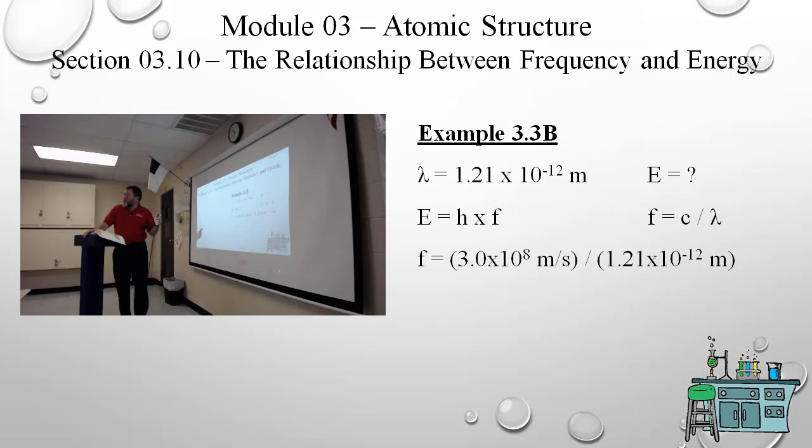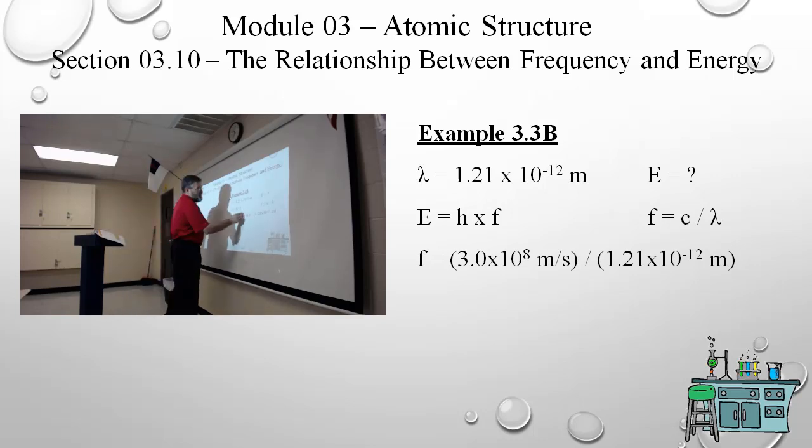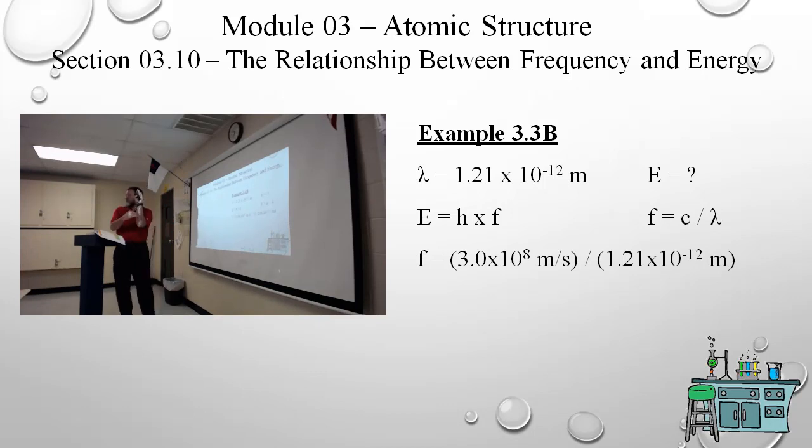So we're looking at 2.5 times whatever the scientific notation works out to be. 2.5 times 10 to the what? We've got an 8 divided by a negative 12. Now when we divide, we subtract the exponent, right? So we've got 8 minus a negative 12, which is positive 20, because subtracting a negative is the same as adding a positive. That should be from Algebra 1. So the answer is exactly 2.5 times 10 to the 20th hertz.